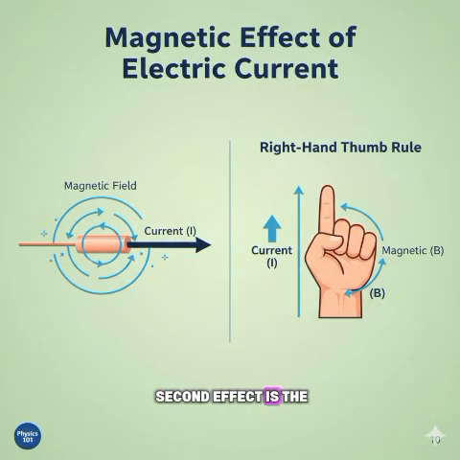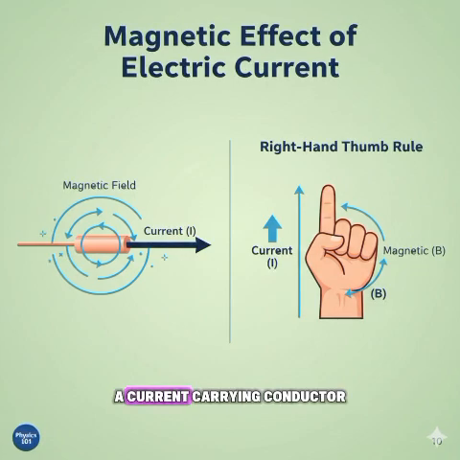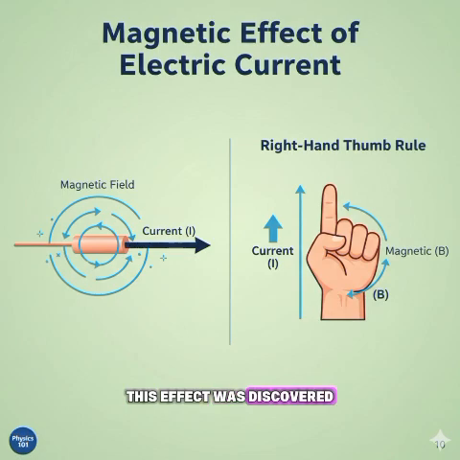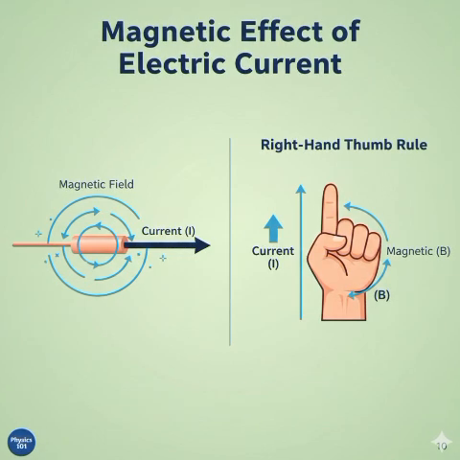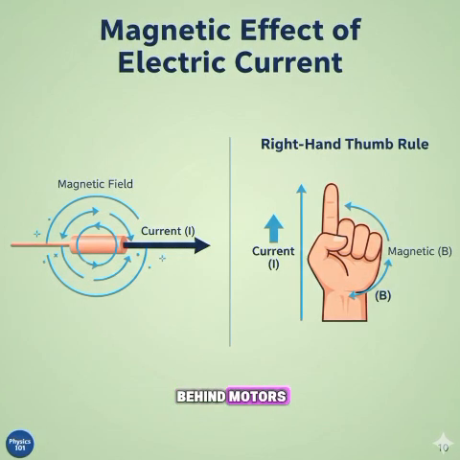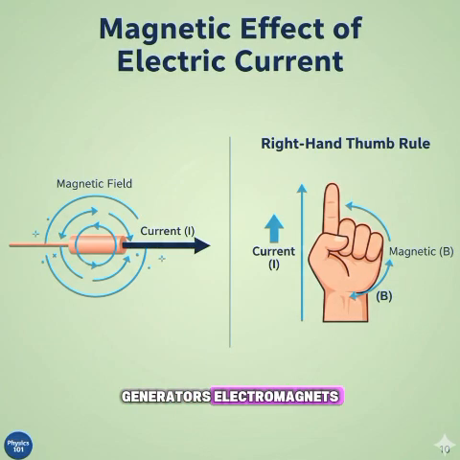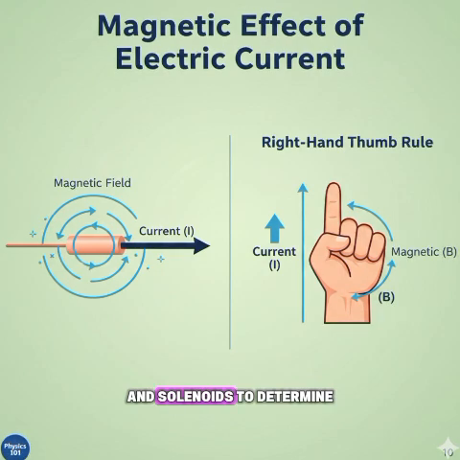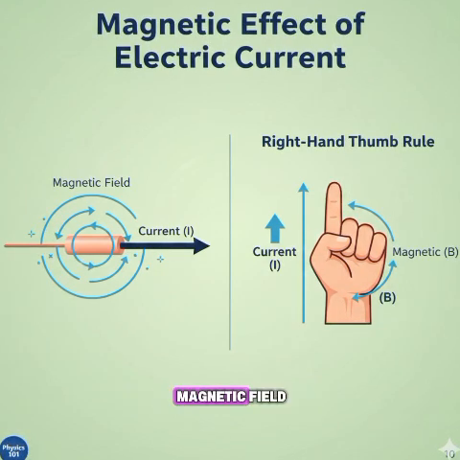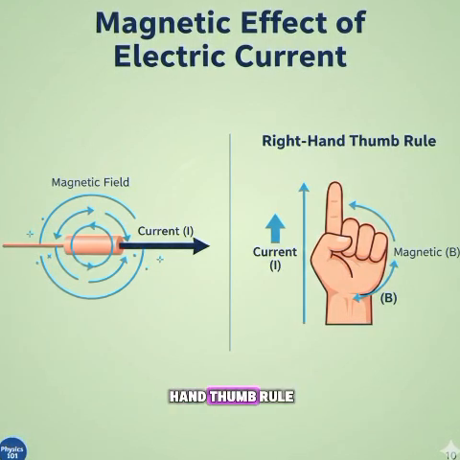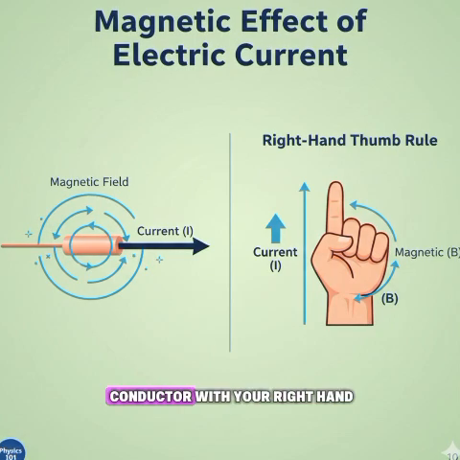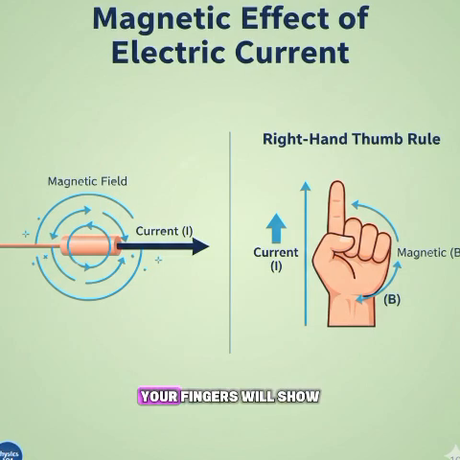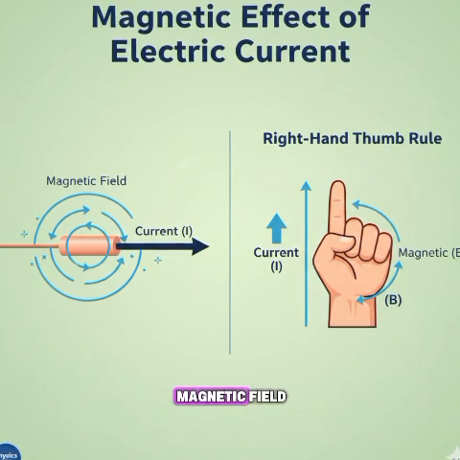The second effect is the magnetic effect. A current-carrying conductor produces a magnetic field around it. This effect was discovered by Hans Christian Ørsted and is the principle behind motors, generators, electromagnets, transformers, relays, and solenoids. To determine the direction of the magnetic field, we use the right-hand thumb rule. If you grip the conductor with your right hand and point your thumb in the direction of current, your fingers will show the direction of the magnetic field.